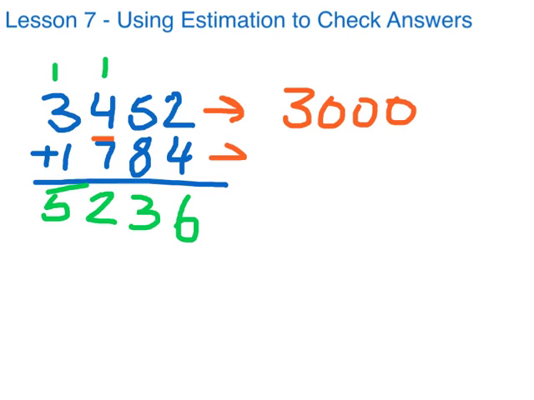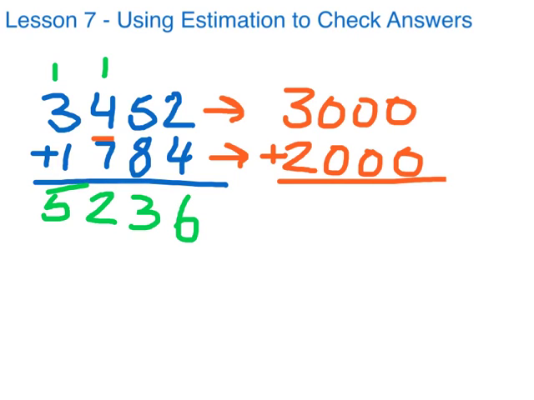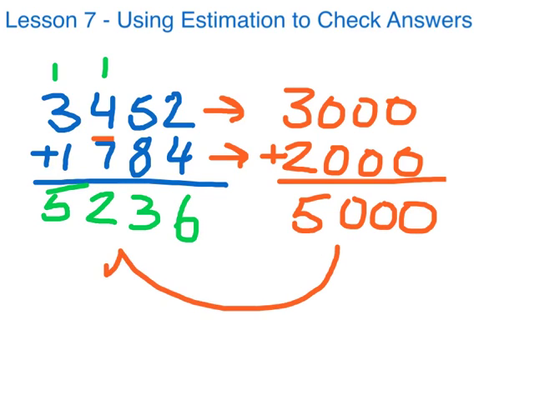And 1,784 is closer to 2,000, so I'm going to round up. And this is an easy addition to do in my head. 2 plus 3 is 5, so my estimation is 5,000. So now I look back over here and I ask myself, was my answer close to my estimated answer? And the answer obviously to that is yes, it is. So I know that my answer is probably correct because the estimate showed that it was reasonable.